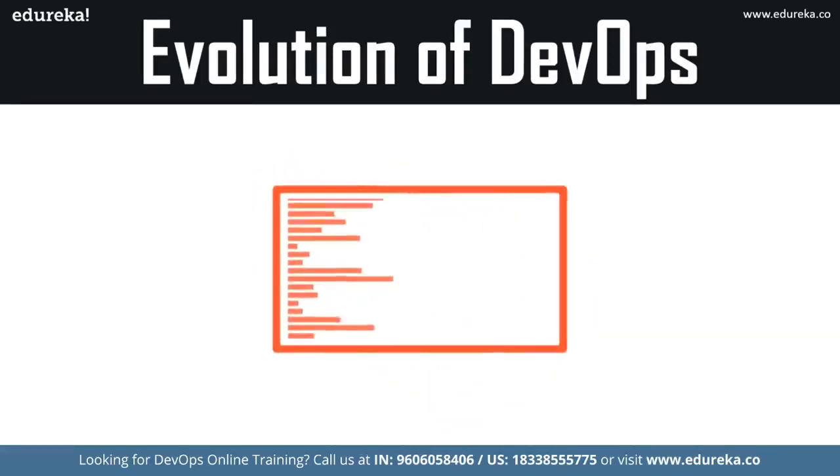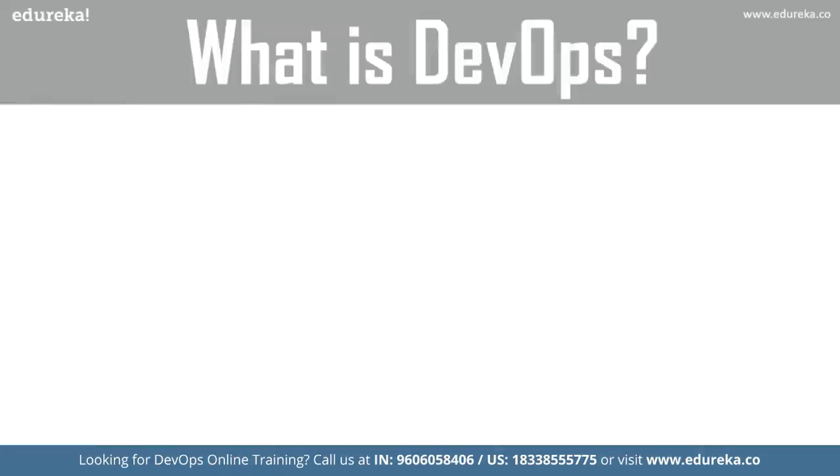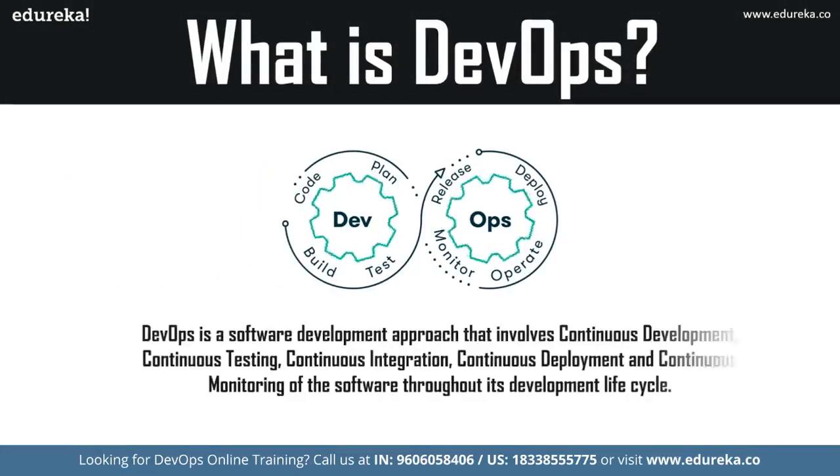So now, since we have an idea about the background of DevOps, let us talk about the actual definition of DevOps. DevOps is a software development approach which involves continuous development, continuous testing, continuous integration, continuous deployment, and continuous monitoring of the software throughout its development lifecycle. These activities are possible only in DevOps and not in Agile or Waterfall, and this is the reason why Facebook and other top companies have chosen DevOps as the way forward for their business goals. So DevOps is the preferred approach to develop high quality software in shorter development cycles, which results in greater customer satisfaction. So I hope you have got an idea about what exactly is DevOps.